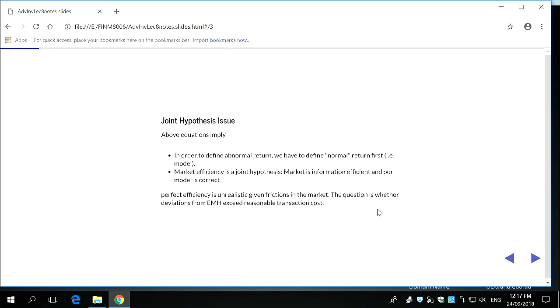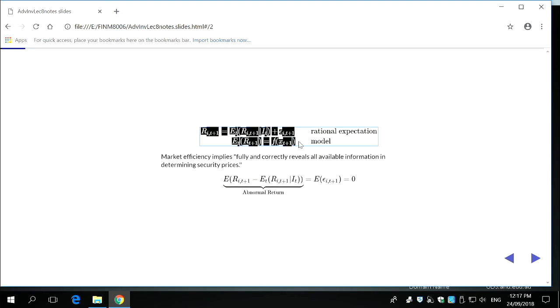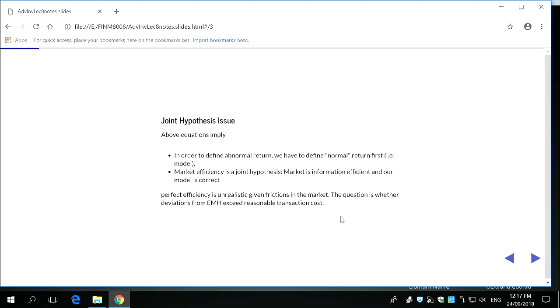So what does market efficiency tell us? It tells us that testing market efficiency is really difficult because we have this joint hypothesis issue. In order for us to know what the abnormal return is, we have to know what the normal return is first. But how do we define the normal return? The normal return comes from some asset pricing model. So in order for us to know whether the market is efficient or not, we have to know what the correct model is.